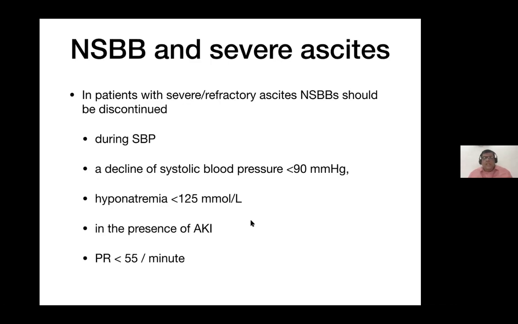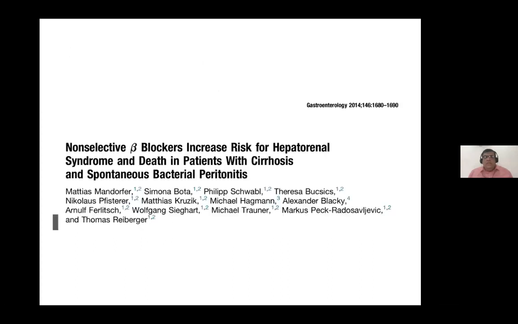Second, if the patient has a decline in the systolic blood pressure to below 90 millimeters of mercury, if the patient has developed hyponatremia less than 125 millimoles, in patients who have developed acute kidney injury, and if the patient has a pulse rate lower than 55 per minute, then we should stop the beta blockers. Why should we do this?